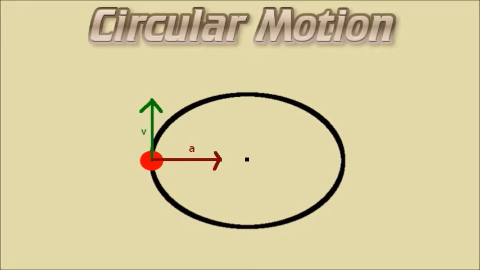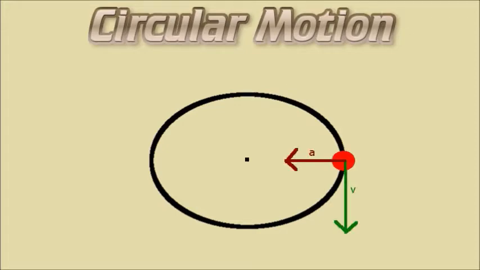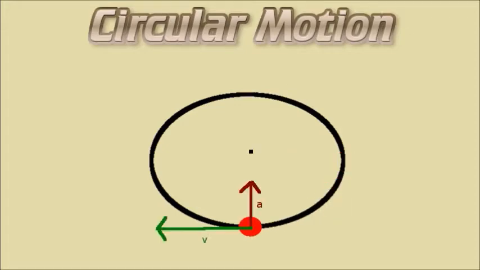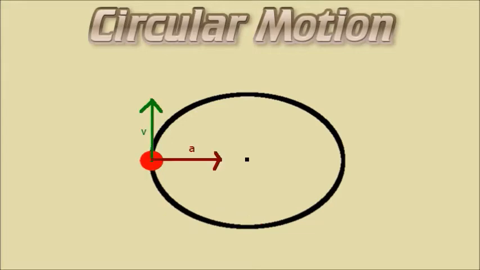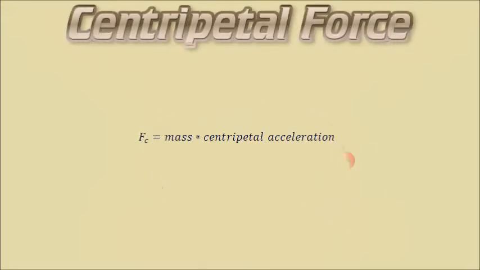Newton's first law says an object continues in its state of rest or uniform motion unless acted on by an external force. So why wouldn't the object continue moving straight instead of in a circle? Newton discovered that the object is being acted on by a force that pulls it towards the center, called the centripetal force. Centripetal force gives the object an acceleration pointing towards the center of the circle.